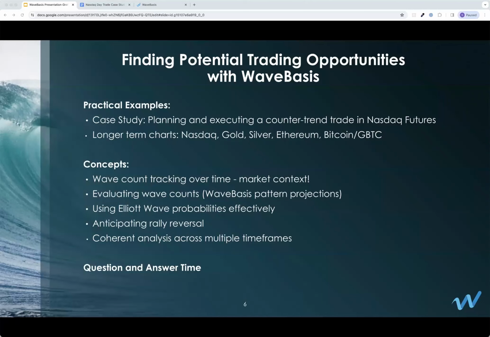And through this talk, we will cover concepts like wave count tracking over time, providing market context, evaluating wave counts, and using WaveBasis pattern projections to help do that, using Elliott Wave probabilities effectively, anticipating a rally reversal as a specific thing that we're going to look at, and coherent analysis across multiple timeframes. And then we'll have some questions and answers at the end. So I encourage you guys to put your questions in the chat. We'll be gathering those questions and looking at them toward the end of the hour here.